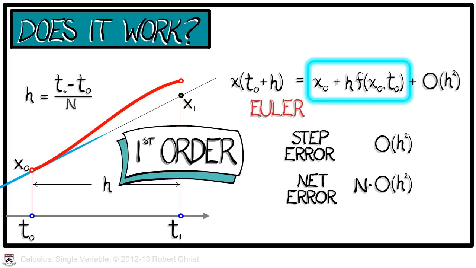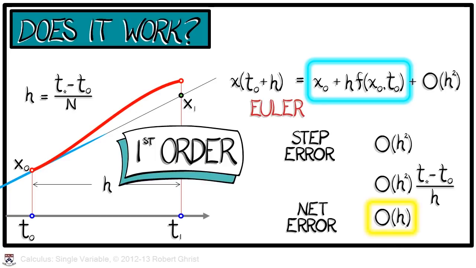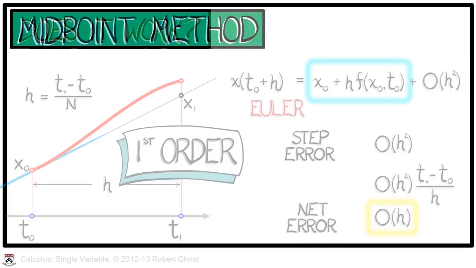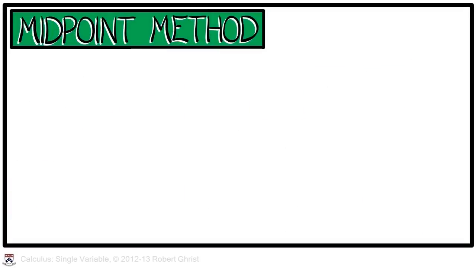No, capital N depends on h. It's really some constant, the change in time, divided by h. And so, being careful, we see that the net error is in big O of h. We'll look at two other methods for doing numerical ODEs.